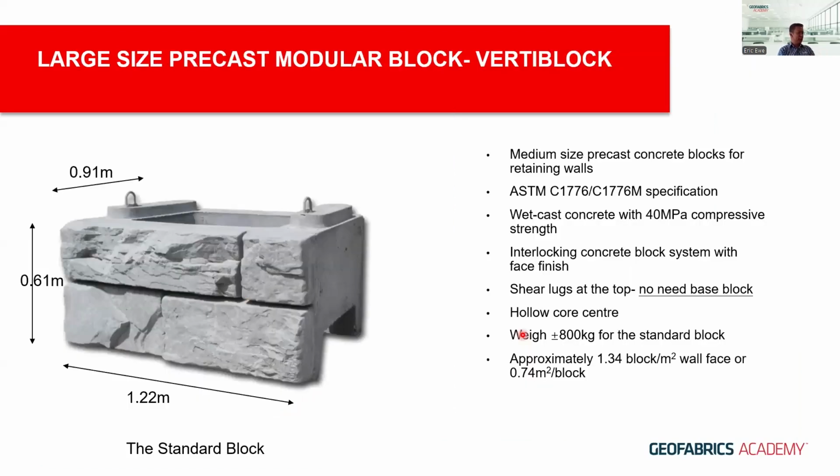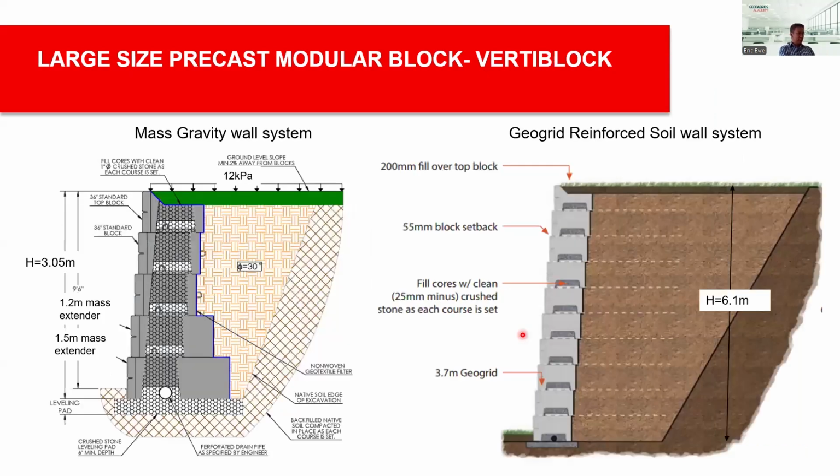So by the way, this is VertiBlock, 1.2 meters by 0.6 meter high and 0.9 into the soil, with a big hollow core to be filled with drainage aggregate, so free draining. They are manufactured from 40 MPa compressive strength concrete. They can be constructed most of the time up to 3 meters high without any soil reinforcement, i.e. geogrid. Otherwise, for taller structures, you can always incorporate geogrid.